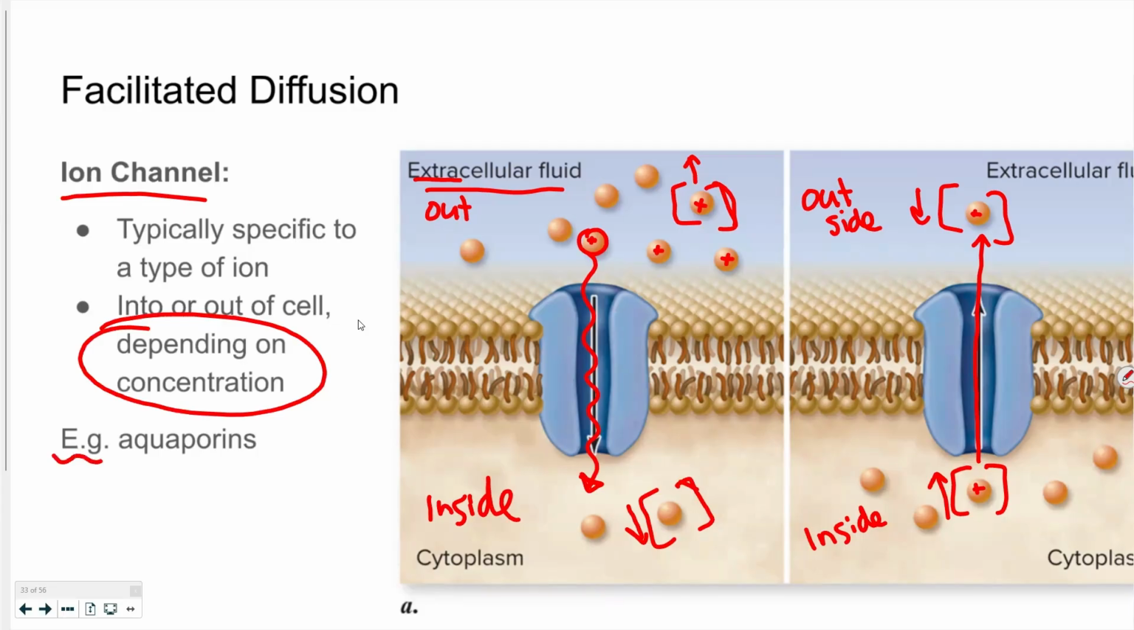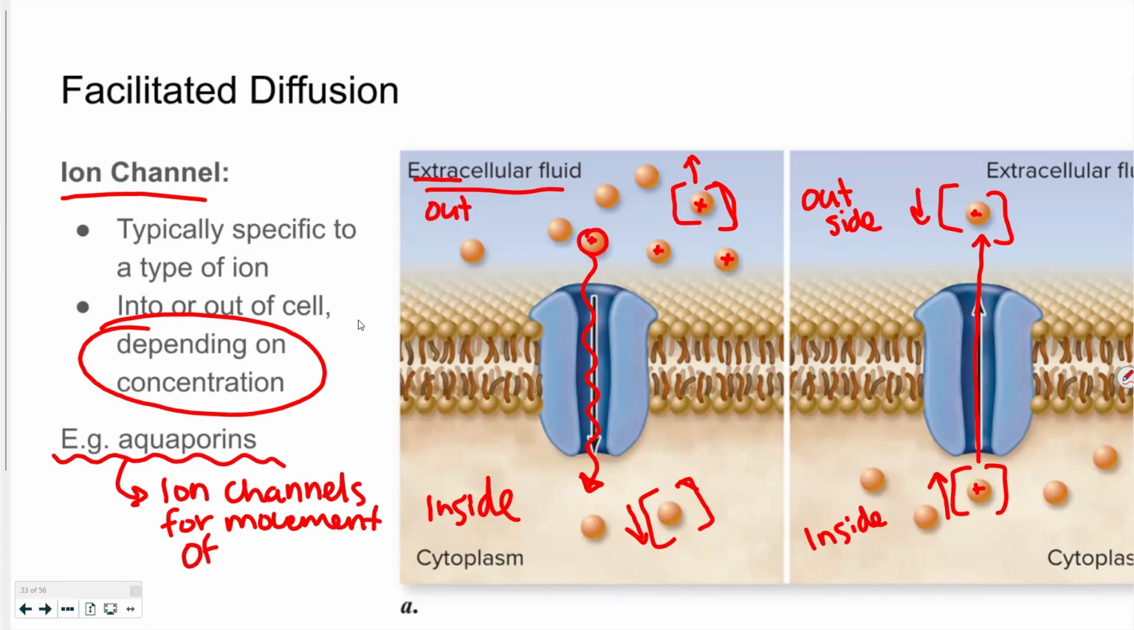Okay, a cool example of this are these special things called aquaporins, which are ion channels for the movement of water molecules. And these are really important for kidney function. So depending on if you have been dehydrated, your body's going to want to hang on to the water. But if you've been drinking a ton of water, it's going to get rid of it. You'll learn a lot more about that if you take anatomy and physiology.